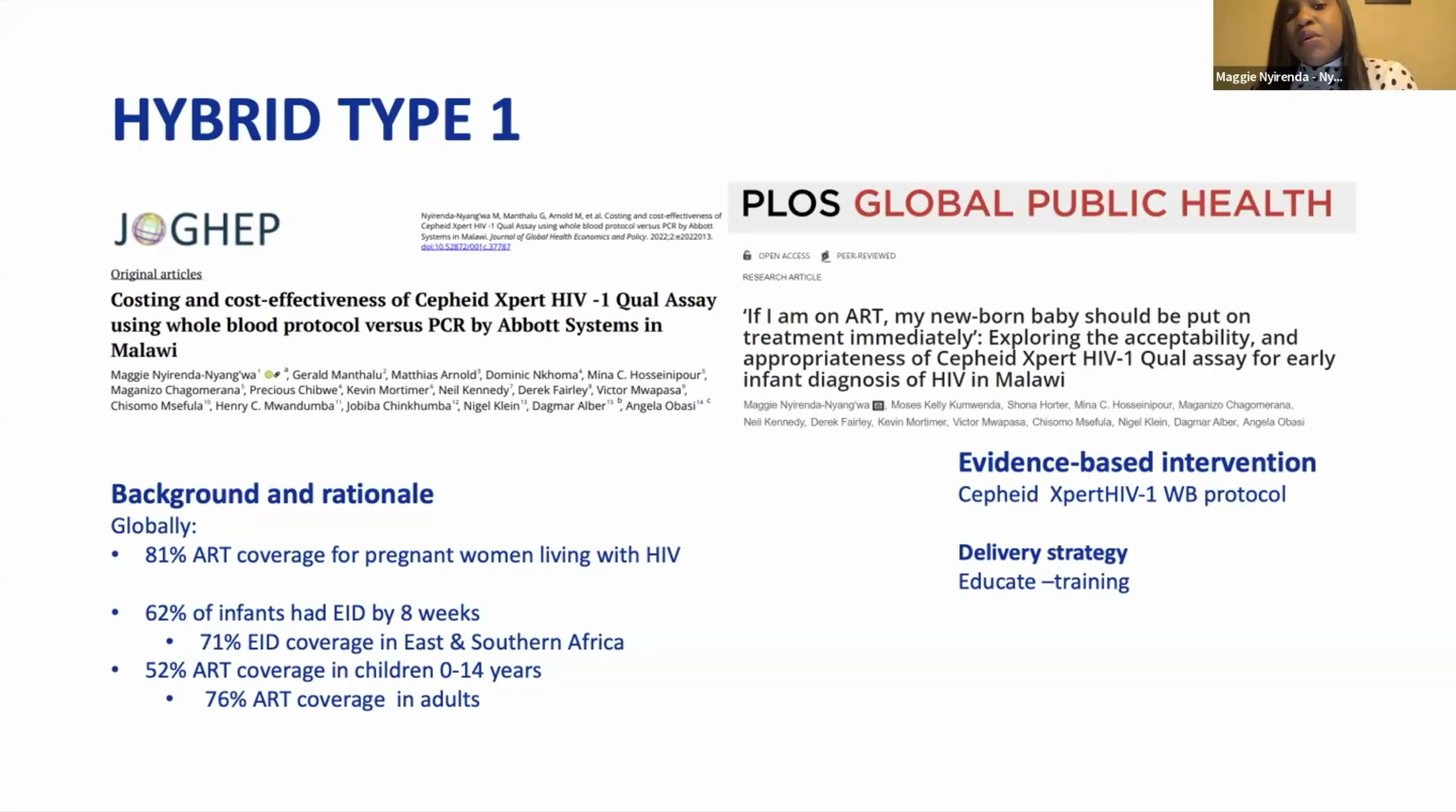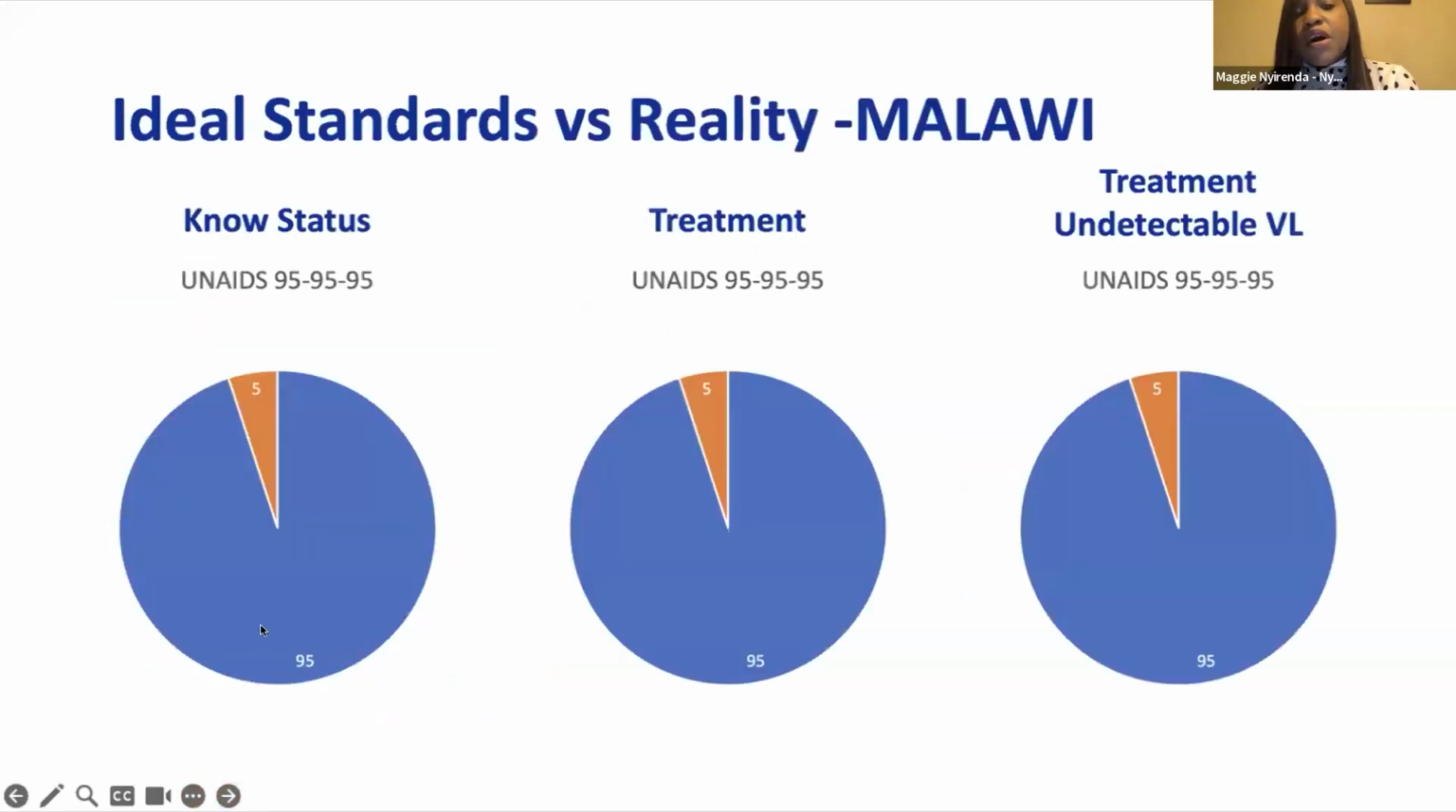So you can see why we were motivated to assess whether this evidence-based intervention, the whole blood protocol, using the delivery strategy educate, next slide, would help and improve coverage of EID, toward the ambitious UNAIDS target, which states 95% of people with HIV should know their status, and of those 95% should be on treatment, and of those 95% should have undetectable viral load.